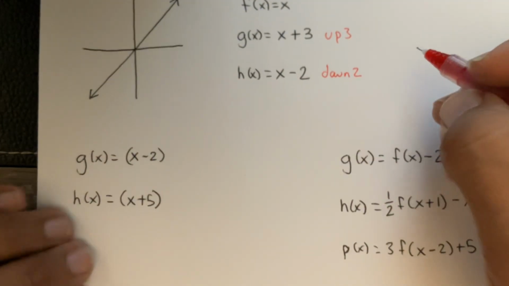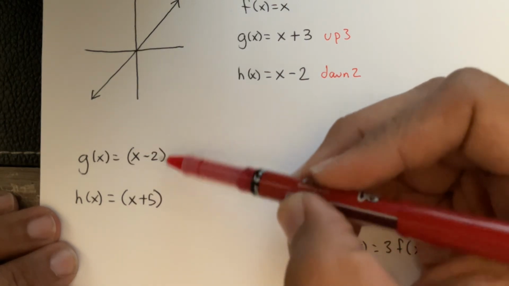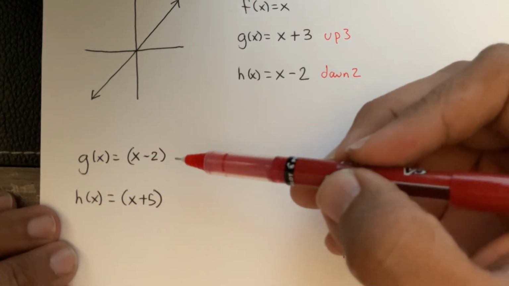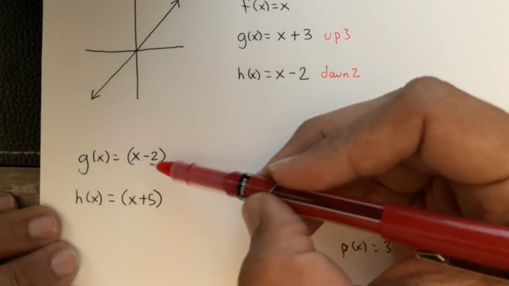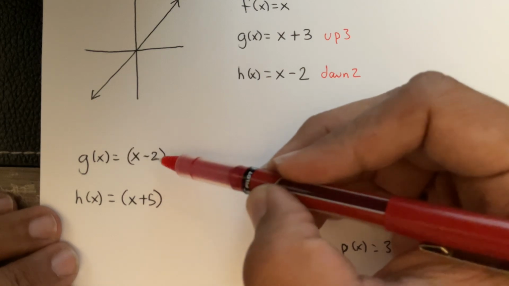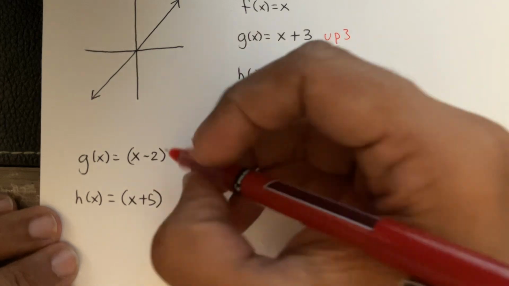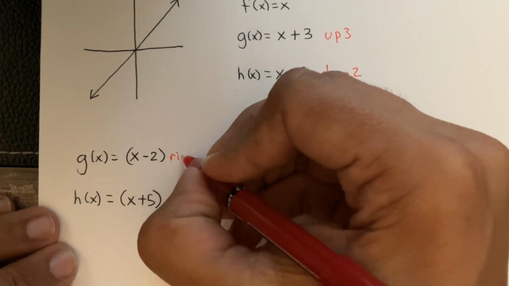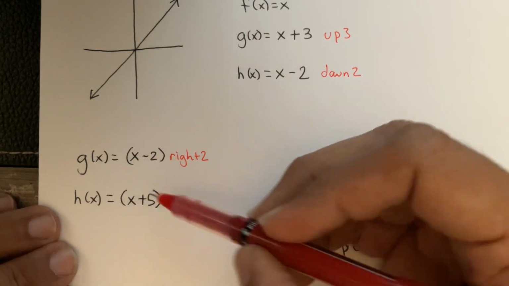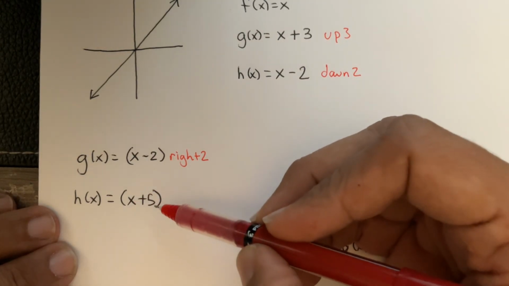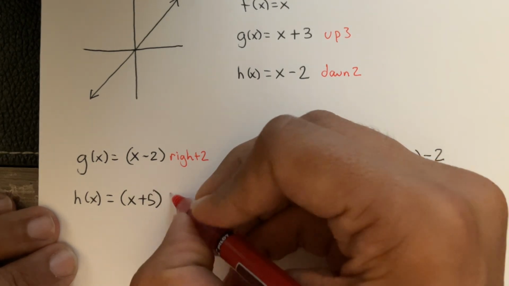Okay? Now, if I ever put something in parentheses, this is controlling left and right, and it's going in the opposite direction you think. So you would think that minus 2 would mean left, but minus 2 inside of the parentheses means right 2. Here again, in the parentheses, plus 5, so you think it's going to mean go to the right, but it actually means go to the left.